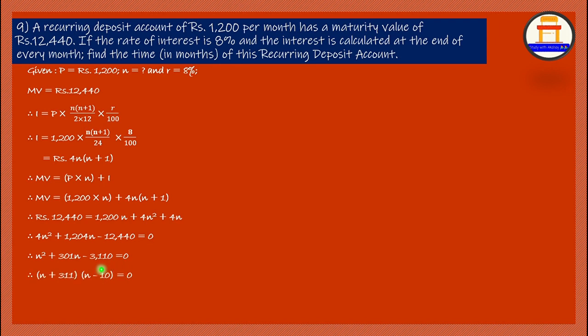Upon solving, we get (n plus 311)(n minus 10) equals 0. So n is either minus 311 or 10 months. Minus 311 months cannot be there because months cannot be negative. So let's ignore that and take only 10 months. If in case both are positive, then you can take both the answers. Both the answers are apt. So the number of months is 10 months. So the time is 10 months.